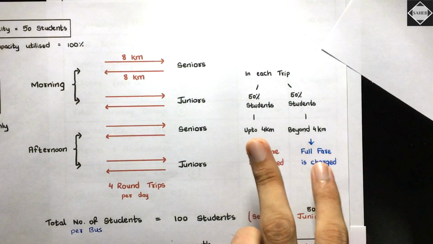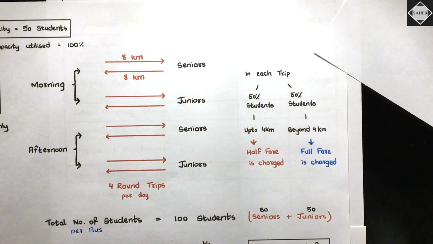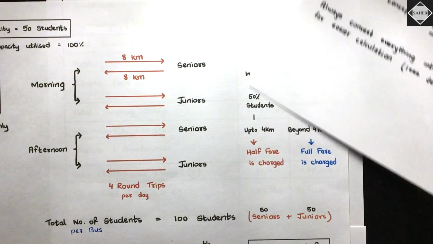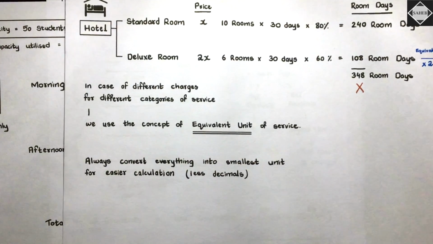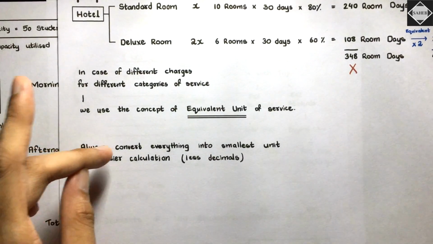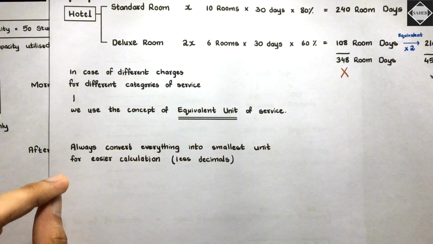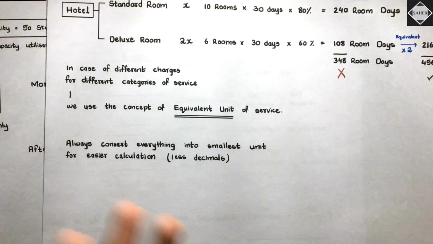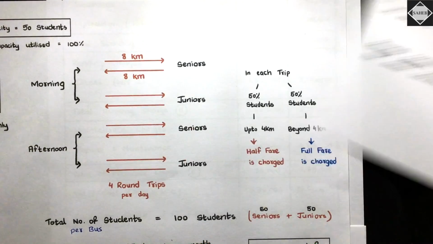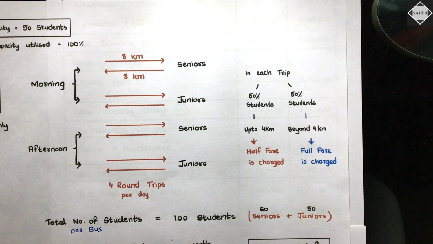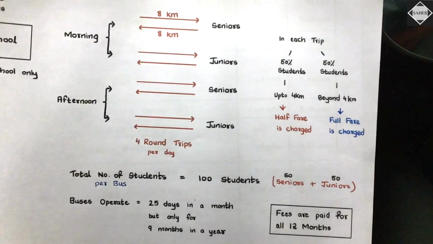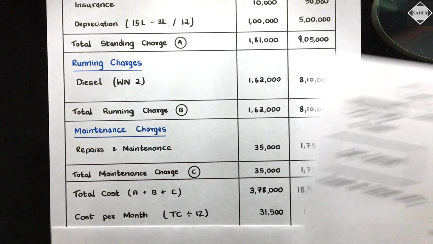Different units are there. These students are different and those students are different, so we have to make them similar. That is the concept of equivalent unit. What do we do for that? Always convert everything into the smallest unit for easier calculation, so fewer decimals will be there. Or we can convert either way also. We will discuss the equivalent unit concept more when we do the hotel questions. Right now, I will teach you how it works here. It's really simple, don't worry. So what we are going to do is, see here, let me just show you.